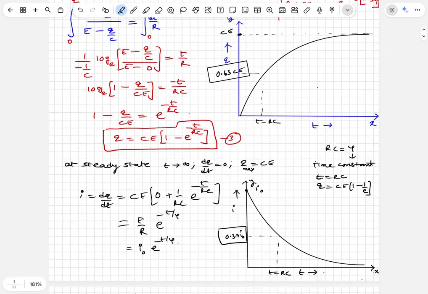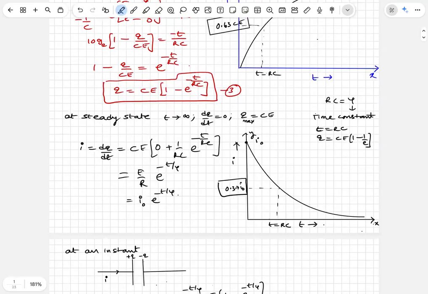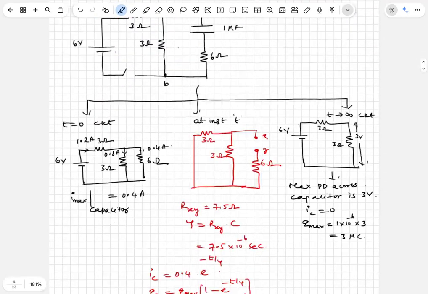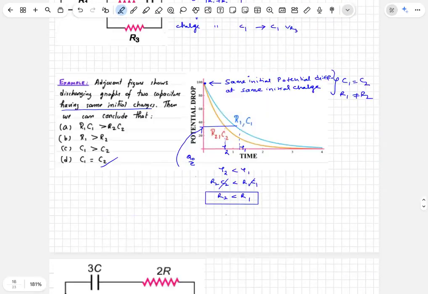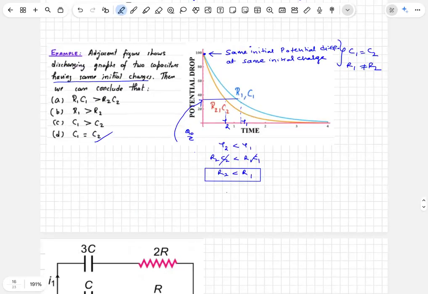Even in discharge, I also comes the same way. In discharge graphs, what are the formulas? Tell me. I is equal to I naught e to the power of minus t by tau. Q is equal to Q naught e to the power of minus t by tau. In this case, I naught is E by R. In that case, Q naught is C into E. Both are discharge current. Clear? May I close this concept?